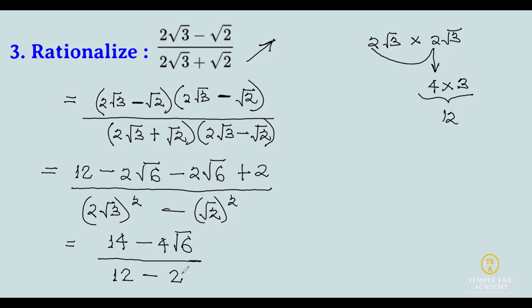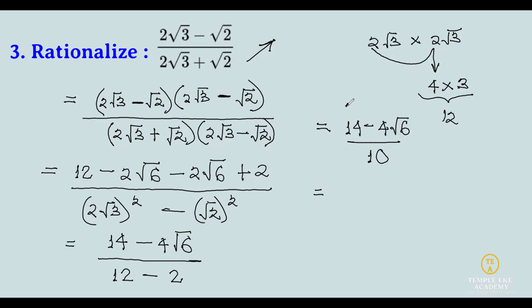Now evaluate the bottom. So you have 14 minus 4 root 6 divided by 12 minus 2, which gives us 10. And now we can't divide outrightly by 10, so we have to distribute. Let's do a factorization instead. Let us factorize the numerator.